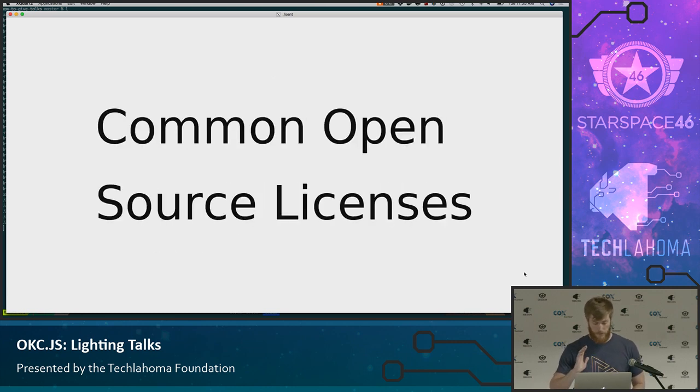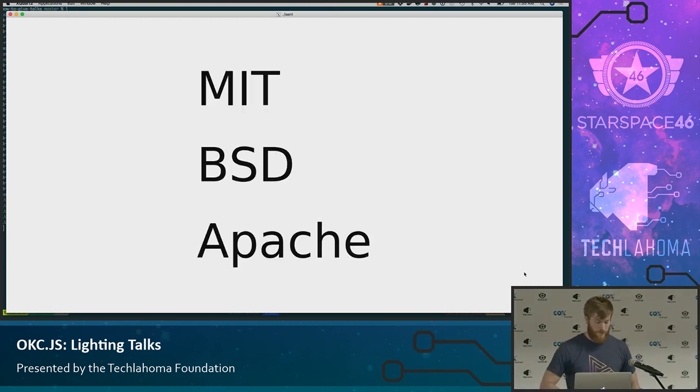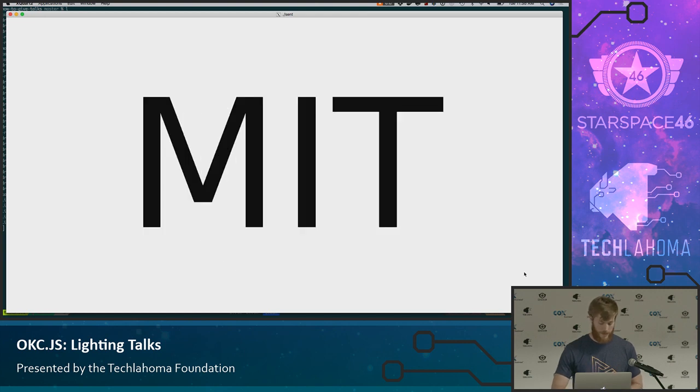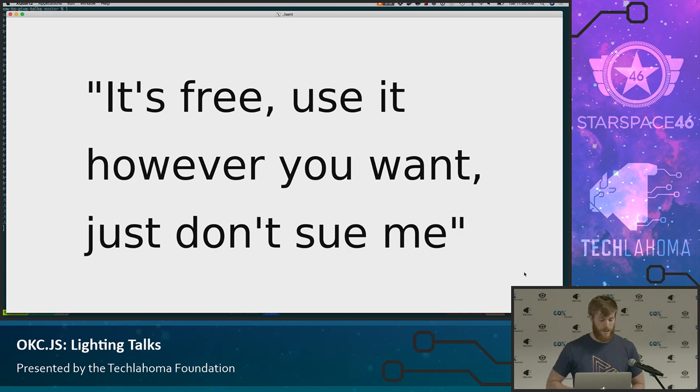So I've kind of grouped these up into categories. We're going to talk about the common open source libraries, and the first category makes up MIT, BSD, and Apache. Okay, so we'll talk about MIT first, and the quote for most of these libraries is, "It's free, use it however you want, just don't sue me." They're very permissive, almost to the extent where they don't explicitly define what those permissions are.